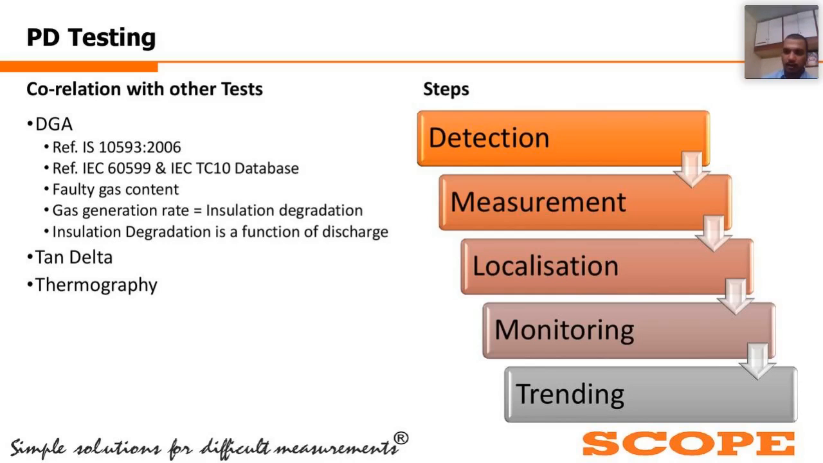First is detection. After that, measurement. Then comes localization. After you have localized your partial discharge, where exactly in your insulation the defect is happening, then comes monitoring of the data, and then comes the trending. When you are monitoring it, you are getting trending of the data, and then you can use that particular tool as your predictive analysis tool.